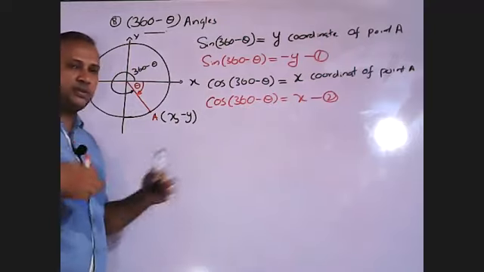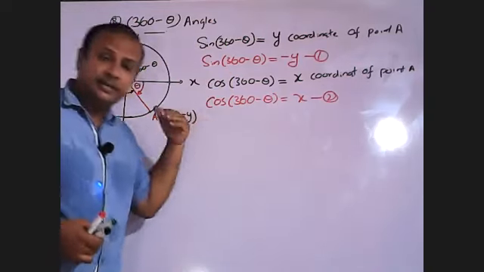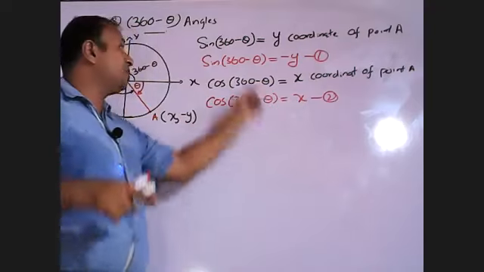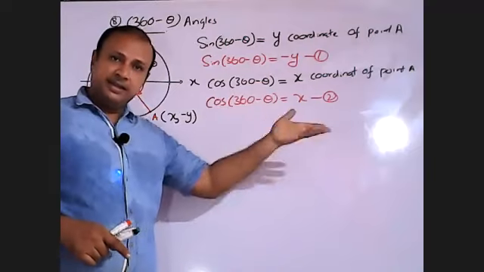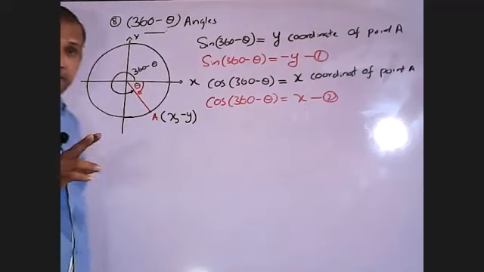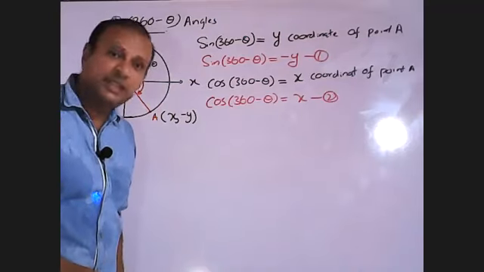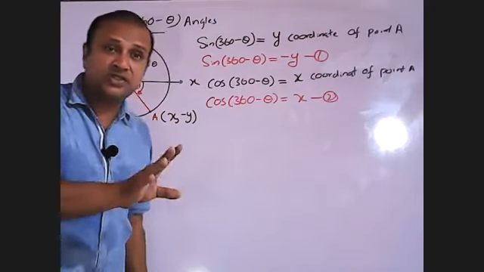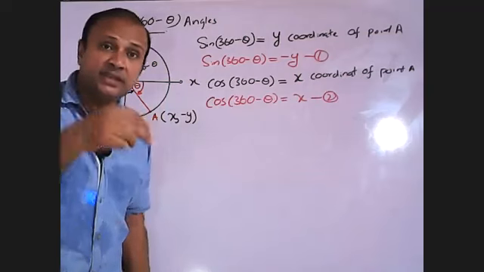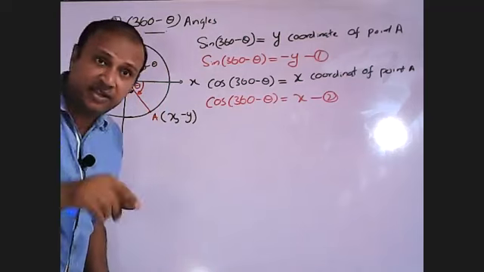Now my first half is done. What is the first half? The first half is deriving sine and cos values of 360 minus theta using the unit circle definition. Then I have to determine the trigonometric ratios of the angle theta. Therefore, you have to construct a right angle triangle including that theta angle.